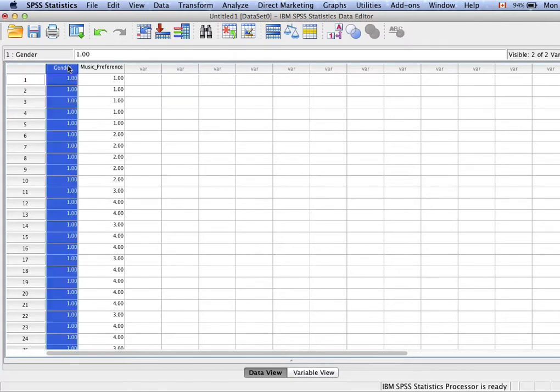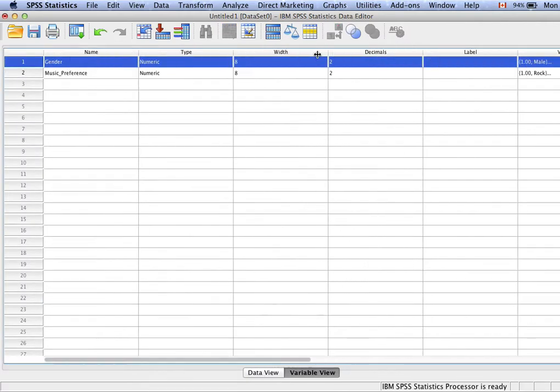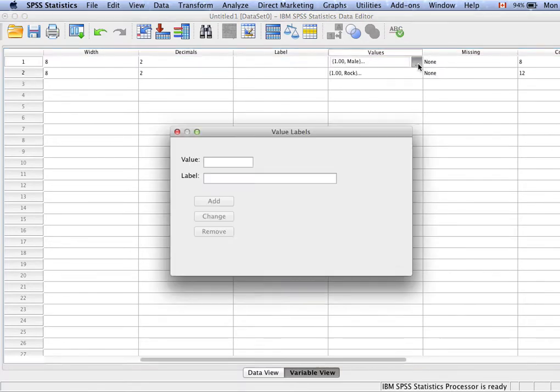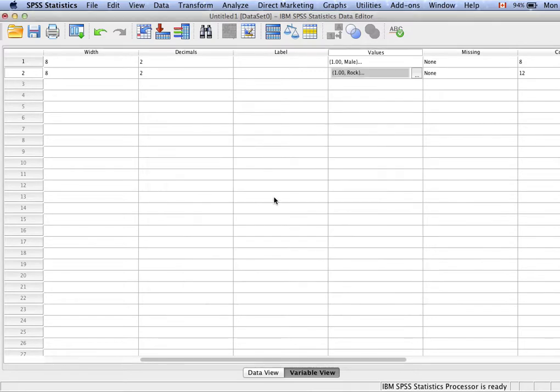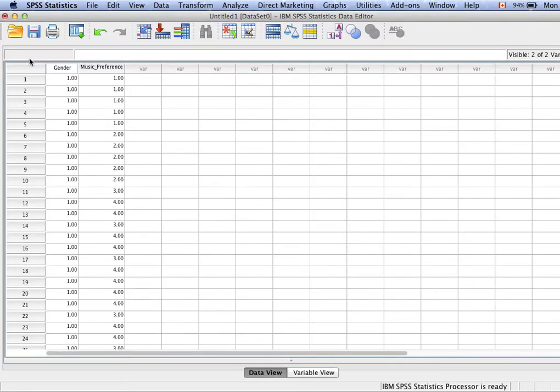If we look a little closer, we can see that we have gender and music preference, where ones and twos indicate male and female, and then on the music preference side, we have 1 for rock, 2 for pop, 3 for country, and 4 for techno. So what we're going to test is whether there's a relationship between gender and music preference.